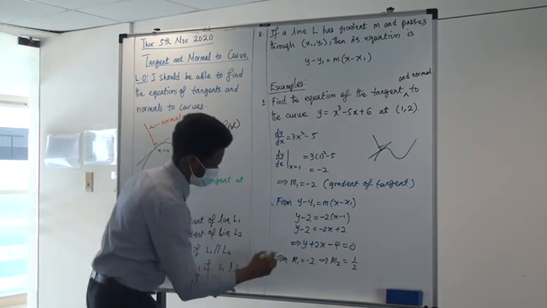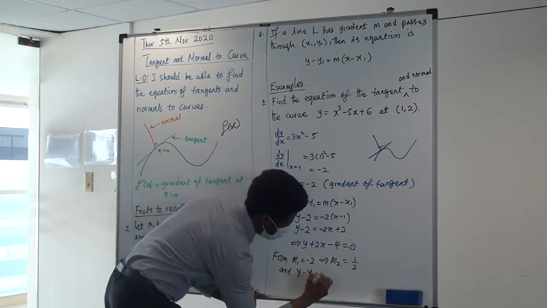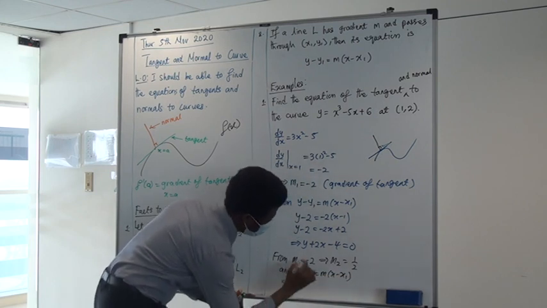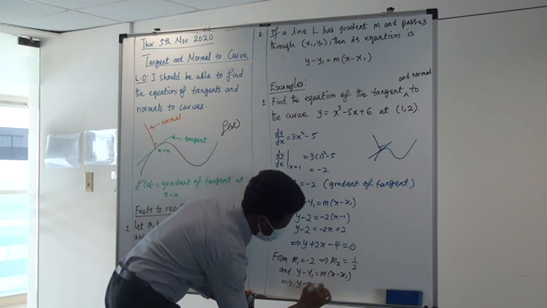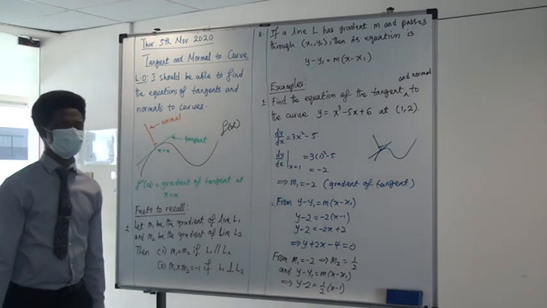So you do the same again. y minus y1 equals m times x minus x1 will imply that y minus 2 equals, this time around, 1 over 2, times x minus 1. So we simplify this.